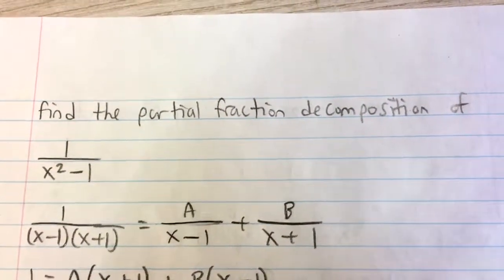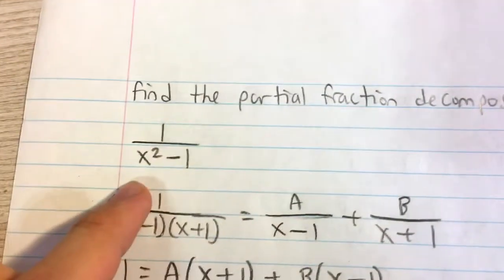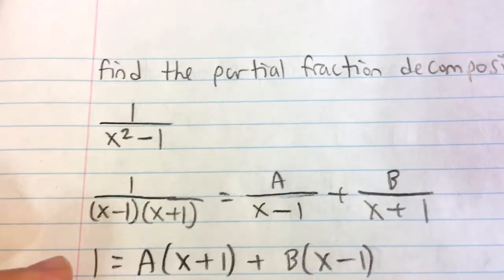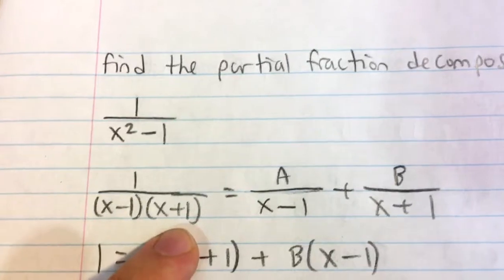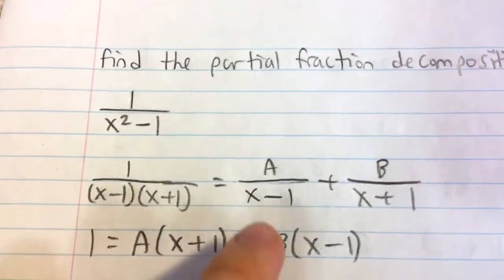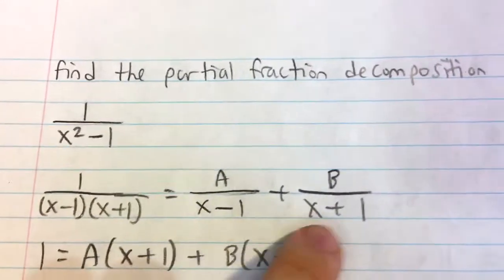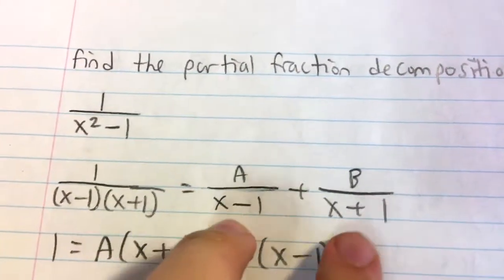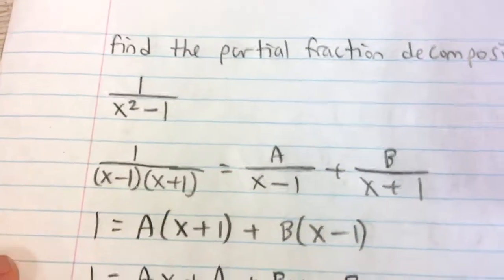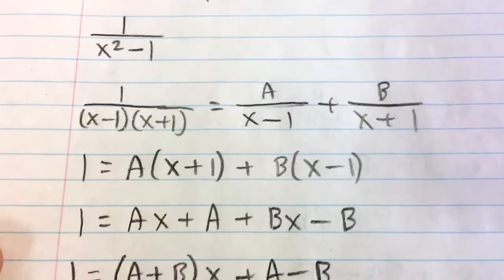Find the partial fraction decomposition of 1 over x squared minus 1. Now to do this, first off, we're going to factor the denominator into x minus 1 times x plus 1. And so now we can split this up into x minus 1 and x plus 1 in the denominator. And because they're linear factors, they're just going to have a constant in the numerator. And so we have to solve for those constants.